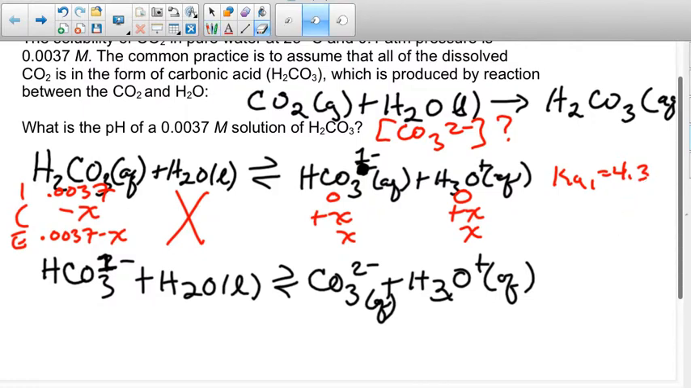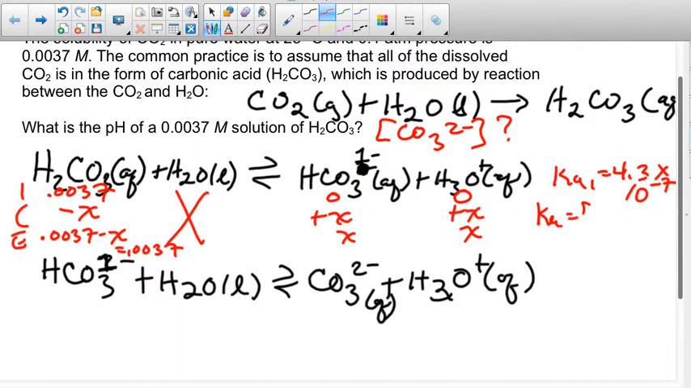So it's 10 to the negative 7. So what does that tell you about this x compared to 0.0037? Pretty small, so we can say that this is really going to be 0.0037. Right. The expression for Ka is the concentration of the hydrogen carbonate ion times the concentration of the hydronium over the concentration of carbonic acid.